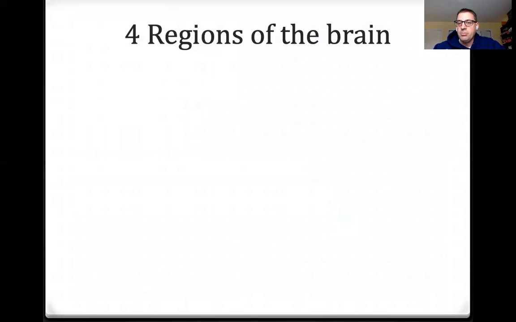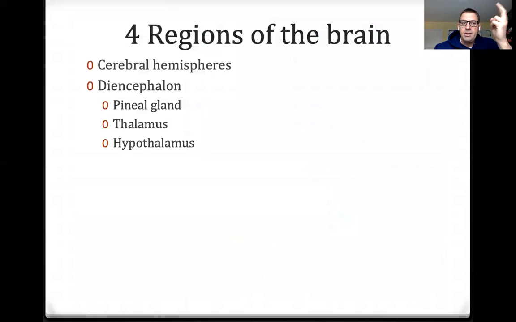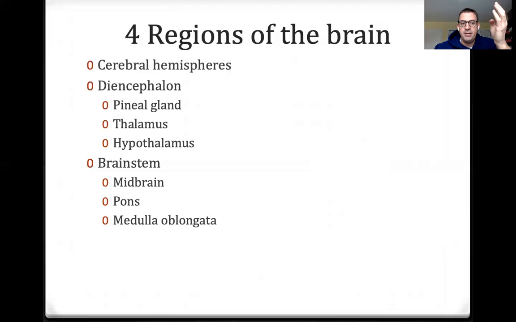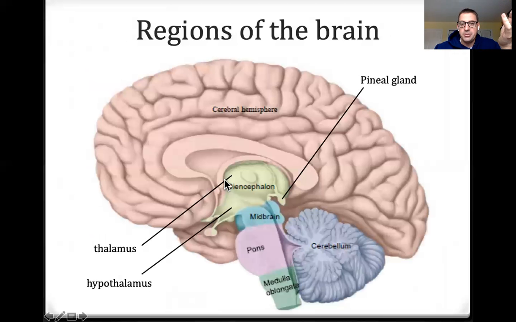Now we're going to start looking more closely at the brain. We're going to start with the 4 regions of the brain. Okay, and so we've got the cerebrum, we've got the diencephalon, which consists of the pineal gland, thalamus, and hypothalamus, the brainstem, which consists of the midbrain, pons, and medulla oblongata, and then the cerebellum. Okay, we're going to focus on the cerebral hemispheres here today. We'll cover these other parts in another lecture.